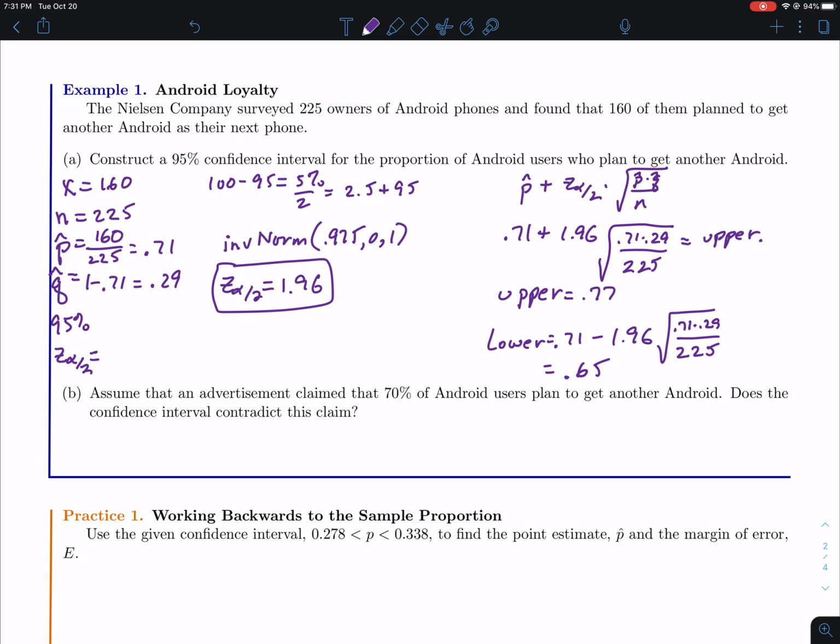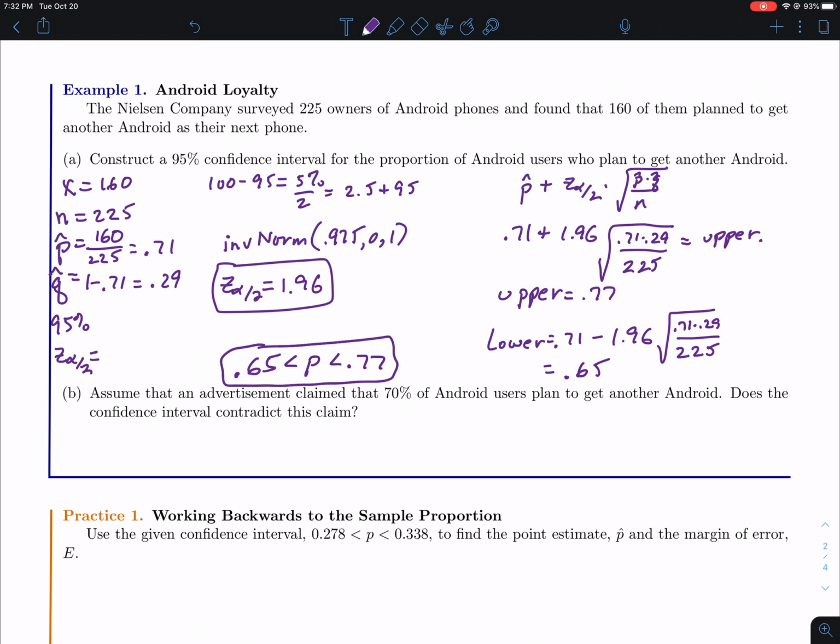So now writing this in interval notation, or in inequality notation, I've got 0.65 is going to be less than p, because remember we're trying to estimate the population proportion, so I don't want to use p hat here, I want to use regular p, less than 0.77 in this case. So what it's saying is that the population proportion is really going to be somewhere between 65% and 77%, with 95% confidence are going to get another Android phone in this case.